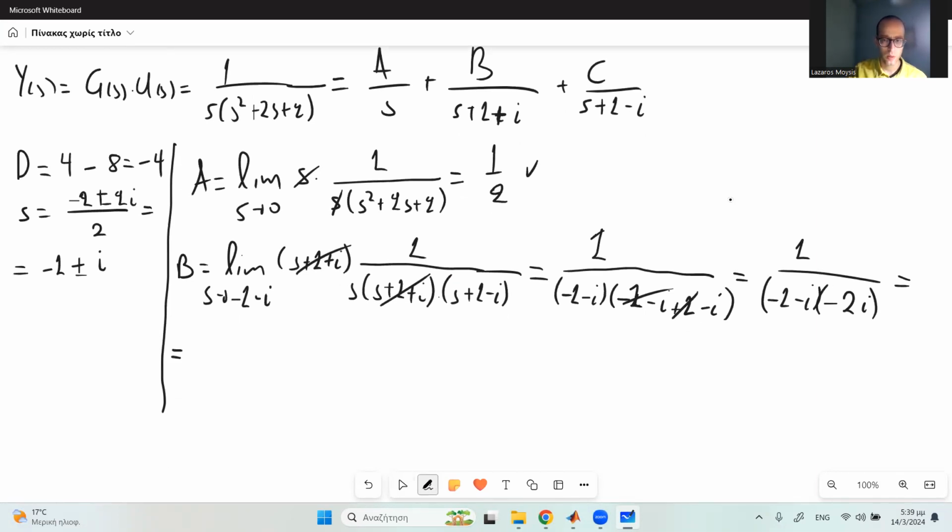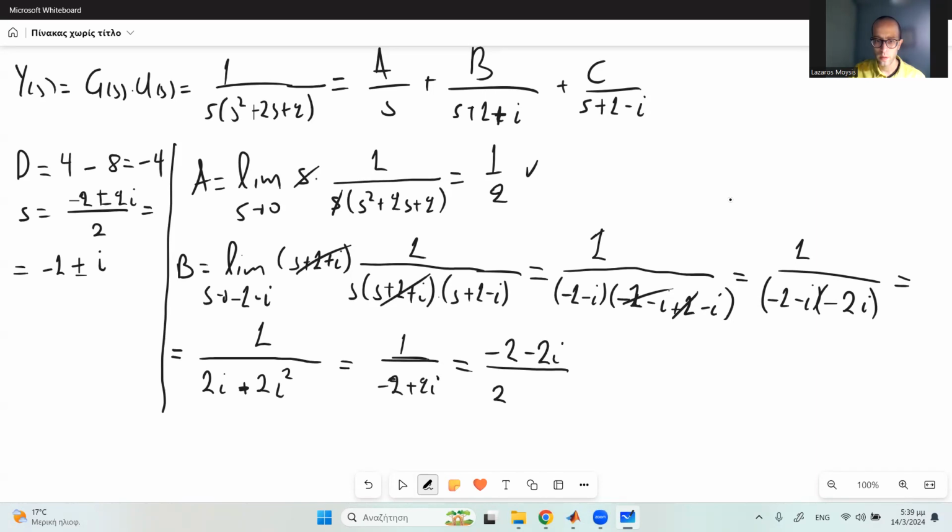So this is the only part that I consider to be a little bit tiring, but of course you can use a computer for that. We have 2 times i plus, I'm sorry, 2 times i squared. So this is going to be 1 over minus 2 plus 2i. And I'm not going to leave it like that. I'm going to multiply numerator and denominator by the complex conjugate, which will give us minus 2 minus 2i over 2 squared plus 2 squared. So this is going to be minus 1 over 8 minus 1 over 8 i.